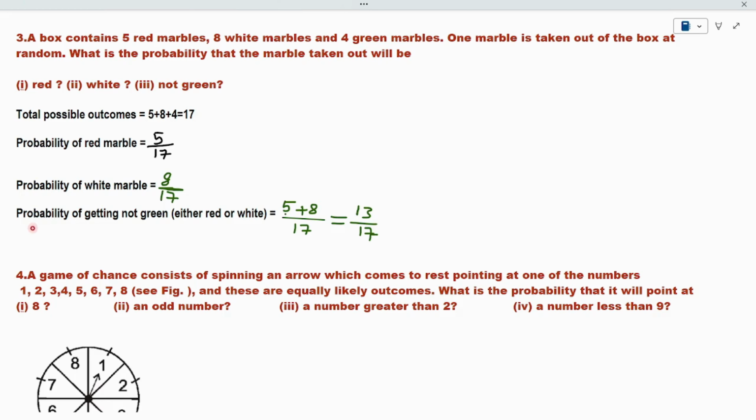So the probability of getting not green, which is nothing but either a red marble or a white marble. Total red and white marbles together, I have 13 marbles. So this is my event of getting a red marble or a white marble. Total possibilities is 17. By substituting, we get 13 by 17. The probability of getting a not green marble is 13 by 17, as well as the probability of getting either a red or white marble, 13 by 17.